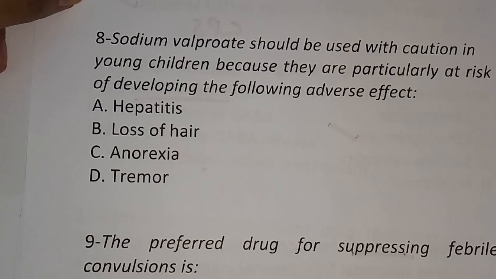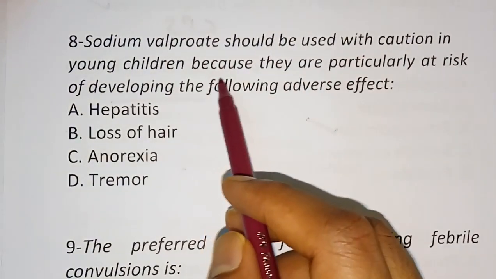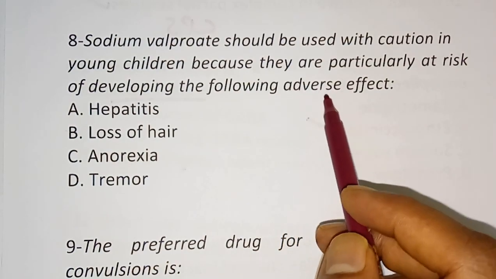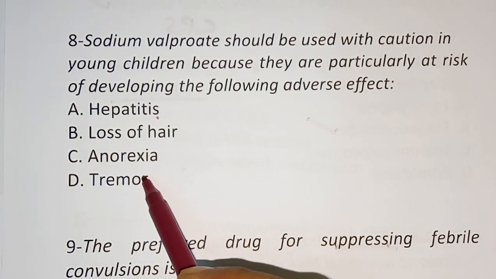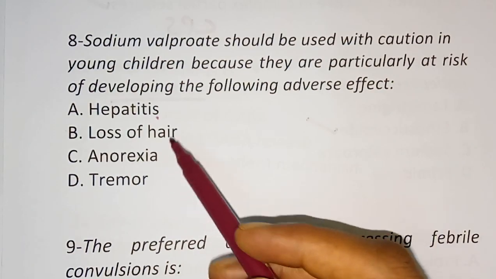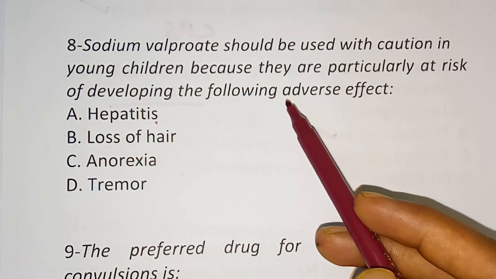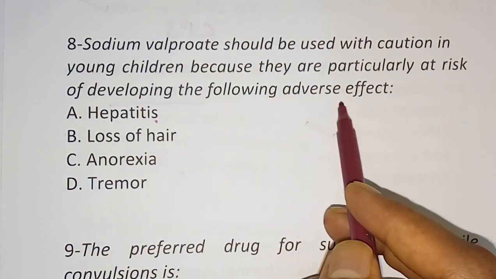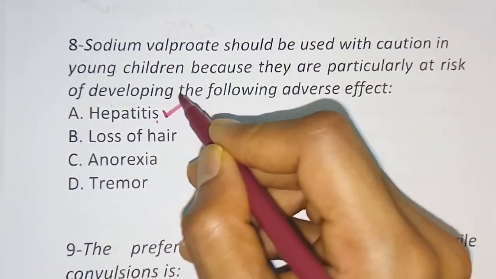Next, question number 8. Sodium valproate should be used with caution in young children because they are particularly at risk of developing the following adverse effect. Options are hepatitis, loss of hair, anorexia, tremor. The correct answer is hepatitis.